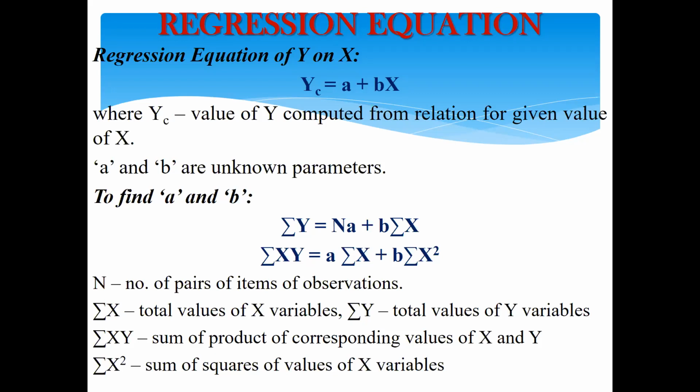So in the problem, x will be given, y will be given. Now you need to find out what values you need. So this is the equation y on x. If you want to find out how far y is impacted by the x variable, it depends upon the constants a and b. For finding a and b, we need to use the second and third formulas. Summation y equals n into a plus b into summation x. Summation xy equals a into summation x plus b into summation x square. We have to use these formulas to find a and b.